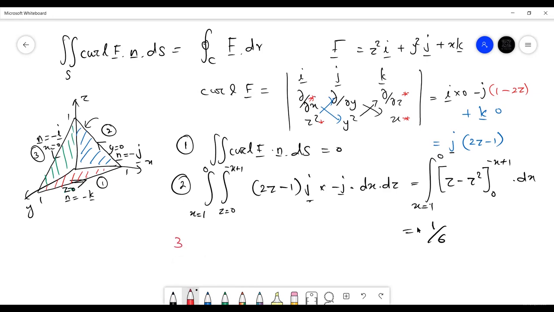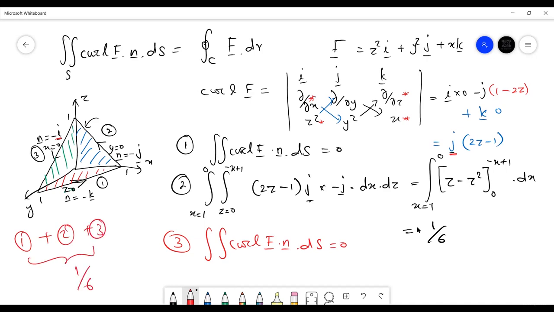So in the third part, if you see again, the unit vector is I, and here the unit vector of curl is J. So when you multiply, that becomes 0. So the double integral curl F into N into DS is 0. So when you add up 1 plus 2 plus 3, this gives 1 over 6. So that would be the value, right, of closed loop F into DR, right?